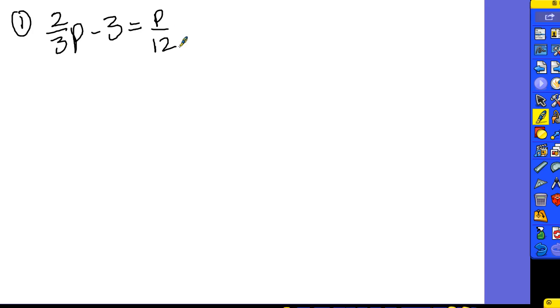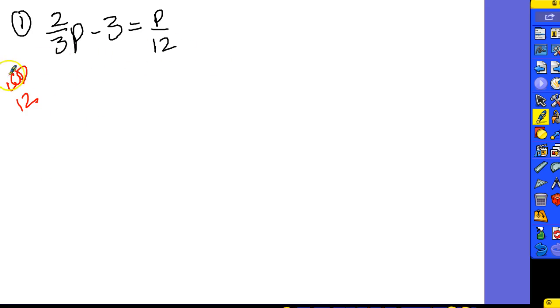We don't have to distribute. We don't have any parentheses here. So the best thing to do is use the least common denominator so that you don't have big numbers, big fractions in the end that you have to reduce or simplify if your answer happens to be a fraction. All right, so let's identify the least common denominator of 3 and 12. It's 12.